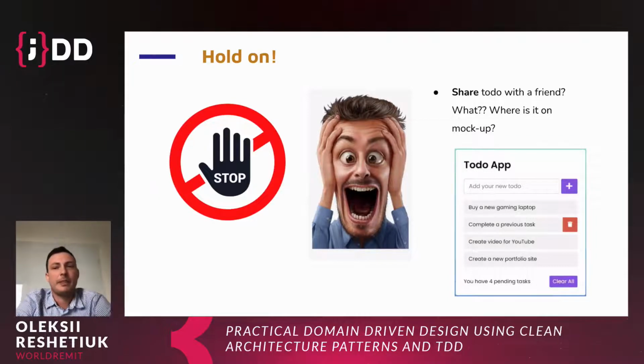But stop. What? Share a to-do with a friend? Where is it in the mockup? What friends? Where to find these friends? I already wrote a bunch of code, and only now I drew attention to this detail. Looks like our customer also did not figure out for himself what he wants. And maybe it's not so simple.